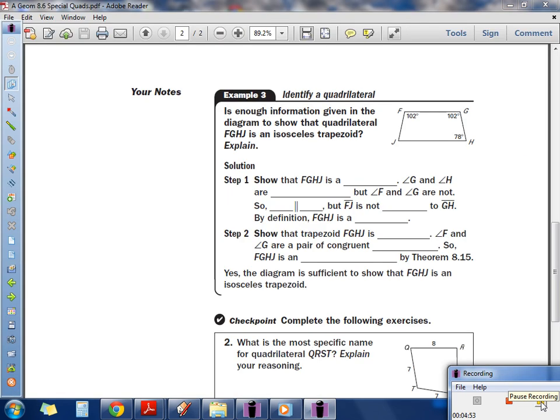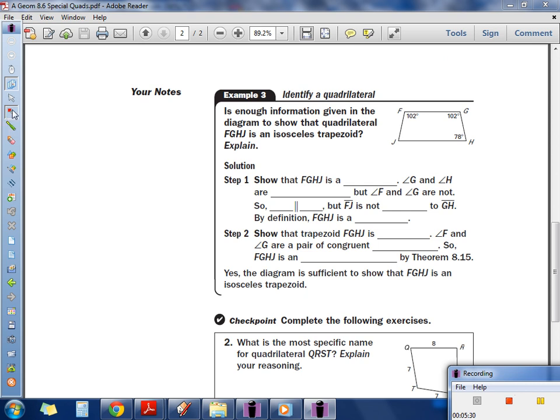On example 3, it says, is there enough information given to say this is an isosceles trapezoid and explain. What did we learn yesterday about isosceles trapezoids? Legs are equal. What did we learn about angles, though? Base angles are congruent, and the angles along the legs are supplementary. Two key facts. So write that down over here.